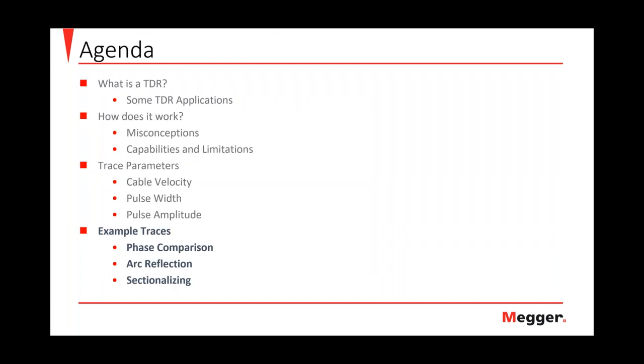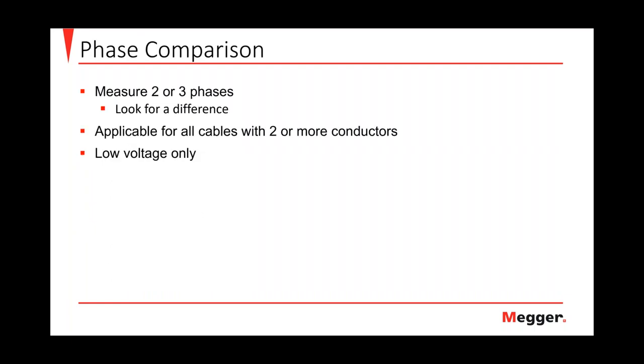So now we're going to look at some example traces. We're going to go into the phase comparison. We're going to look at some arc reflection, and we're going to look at some sectionalizing. So a phase comparison is measuring two or three different phases, or potentially more, trying to see a difference between them. This only works if you have a cable that has two or more conductors.